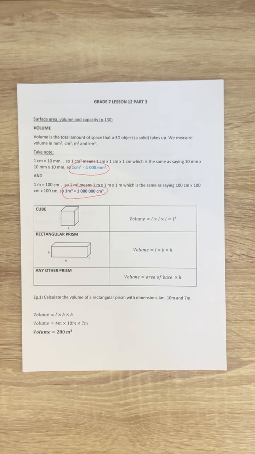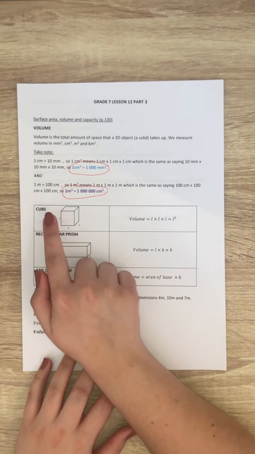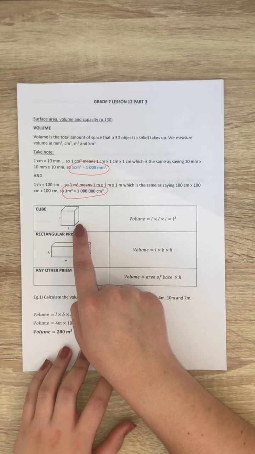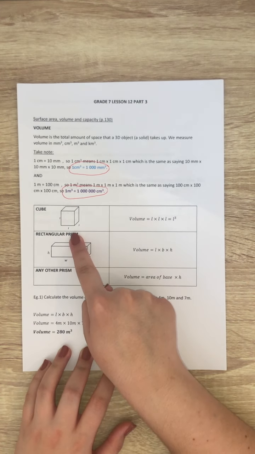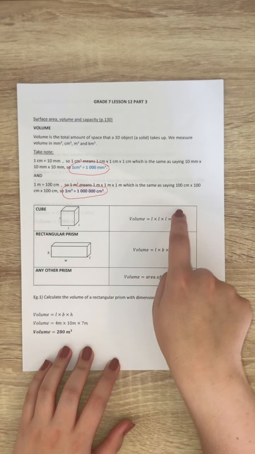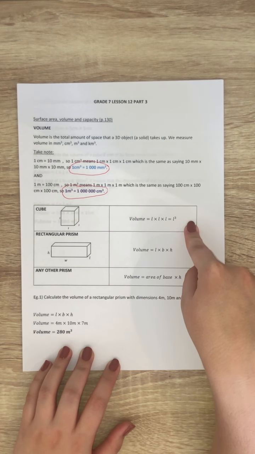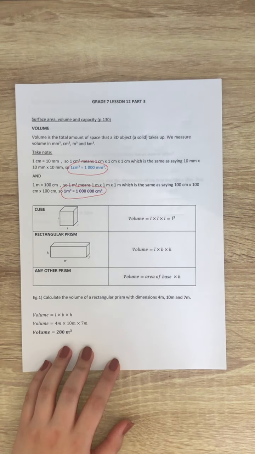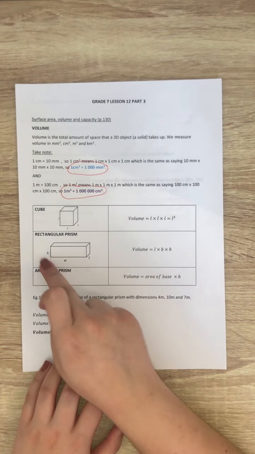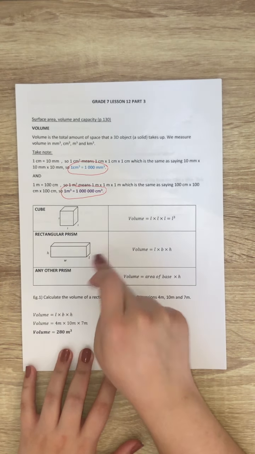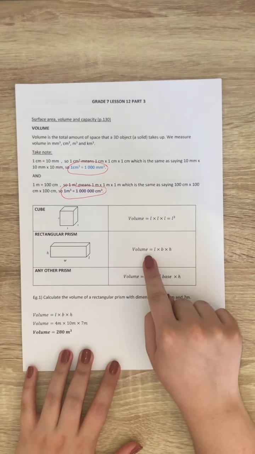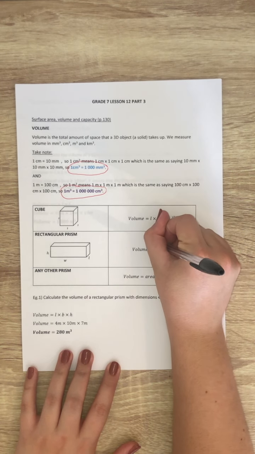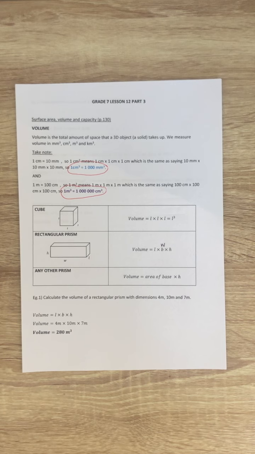Alright, now a cube, same diagram as in the previous lessons. We know it's length, length, and length. So to work out the volume of this cube, we're going to say length times length times length, which is the same as saying length cubed. But I know a lot of you don't like to work with exponents, so you're welcome to write it out like this. Then our rectangular prism, we've got our 3 dimensions, length, width, and height. Again, we're going to multiply all 3 of those together. So their volume equals length times breadth times height. Again, remember width and breadth are the same thing. So you can use a W or a B, it doesn't matter.